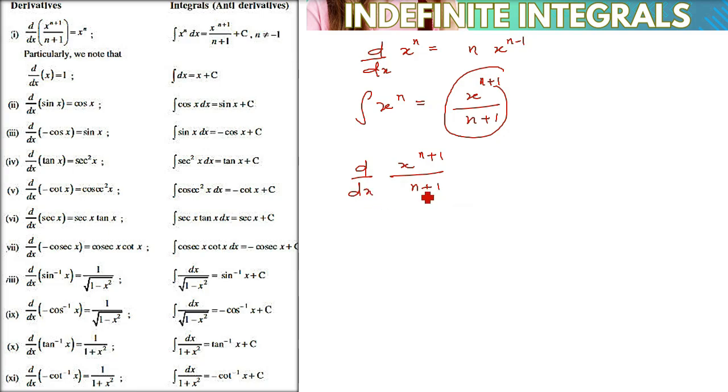Differentiation d by dx of x raised to n plus 1 by n plus 1: n plus 1 can come in front, in the denominator, and x to the power n plus 1 differentiates to n plus 1 times x to the power n. So n plus 1 comes in front, and n plus 1 minus 1 is n only, x to the power n, and n plus 1 gets cancelled, so you get x raised to n. So now you can imagine and anticipate how differentiation and integration are counterparts.